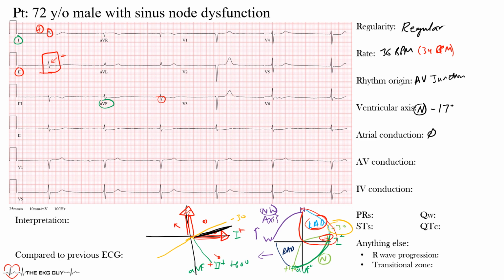All right, so again, what we're looking at here are these complexes. Here's a normal complex. This is our P wave, QRS complex, and T wave. Here's our P wave that we said was not present, so we said nothing to comment on atrial conduction.